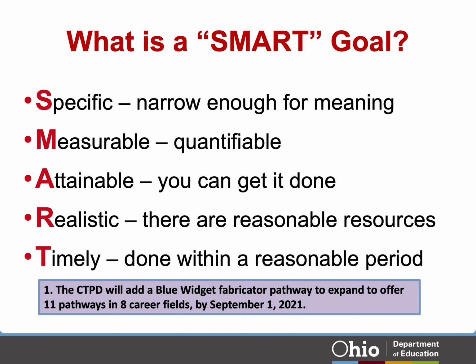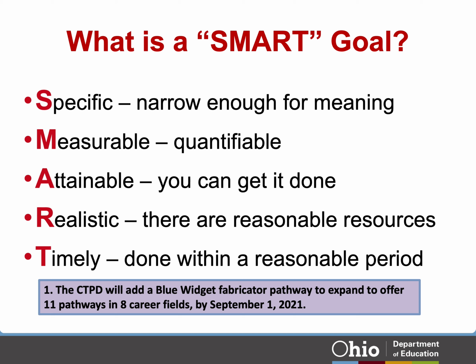Going back to our example, we suggest using the SMART approach to writing goals because we want every local application to be approved on the first submission. So let's go over the SMART acronym looking at our example. S, our goal must be specific. Okay, we want to add a blue widget fabricator pathway. That's pretty specific, right? M, it must be measurable.